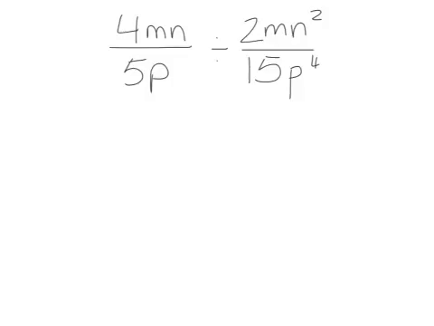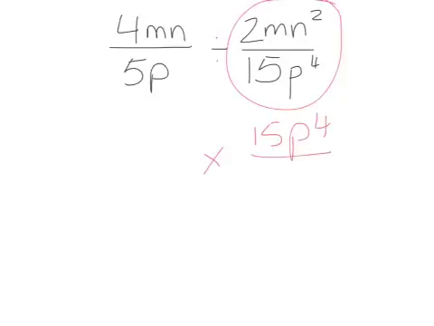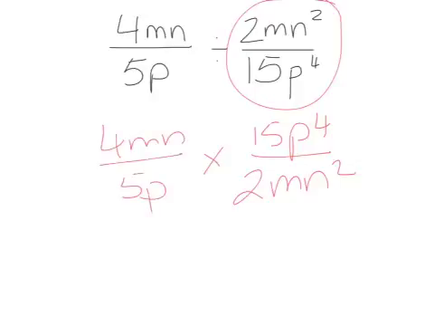And finally, again, we're upping the ante just slightly. I have 4mn over p divided by 2mn squared over 15p to the power 4. Starting in the exact same place, I'm going to change this one. So I'm multiplying by 15p to the power 4 over 2mn squared. So 4mn over p is now being multiplied by that. Okay, and I'm going to simplify. 5 will go into 5 once and into 15 3 times. 4 and 2 can be divided by 2 once and twice.